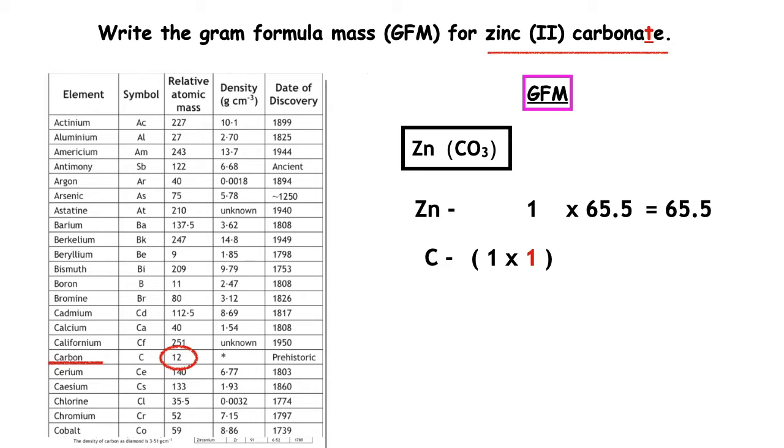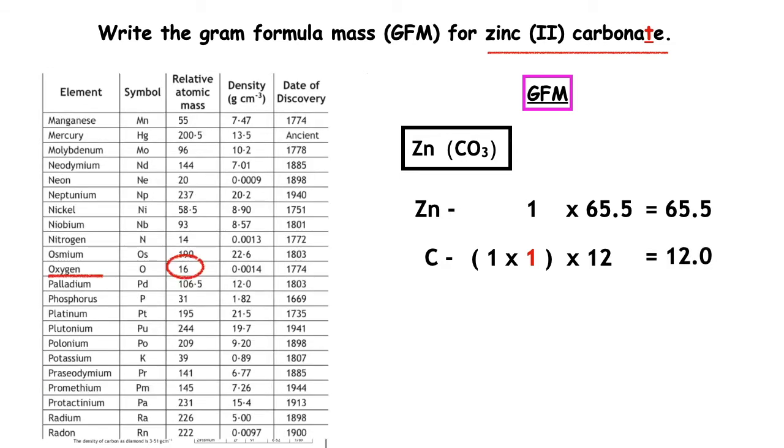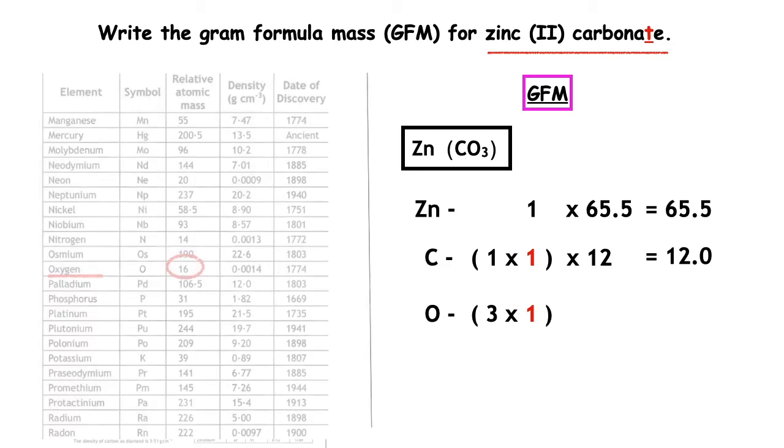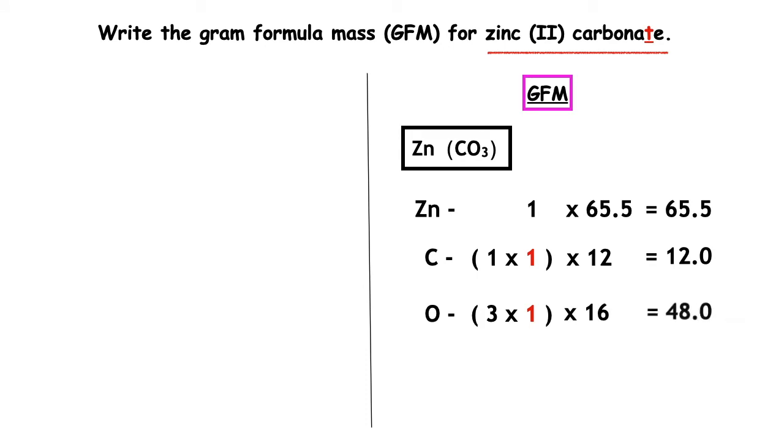And then we multiply it by the relative atomic mass, which can be found in page 7 of the data booklet, which is 12. 1 times 1 is 1. 1 times 12 equals 12. Oxygen, how many do we have inside the bracket? We have 3, multiplied by the number outside the bracket, which is 1, multiplied by the relative atomic mass, which is 16. 3 times 1 is 3, 3 times 16 equals 48. When we add all these numbers up, we get a gram formula mass of 125.5 grams.